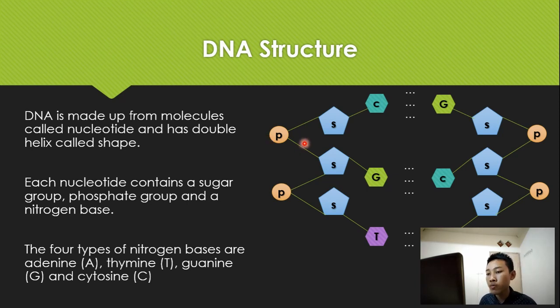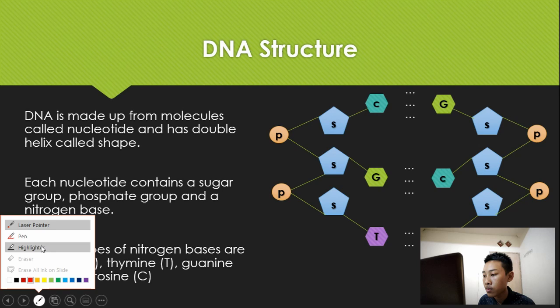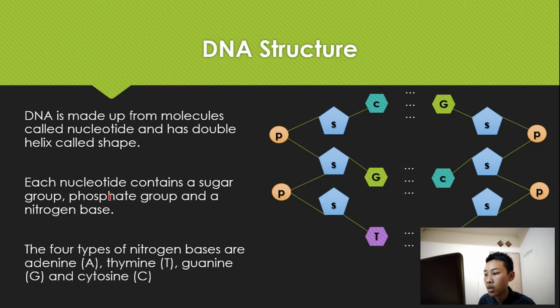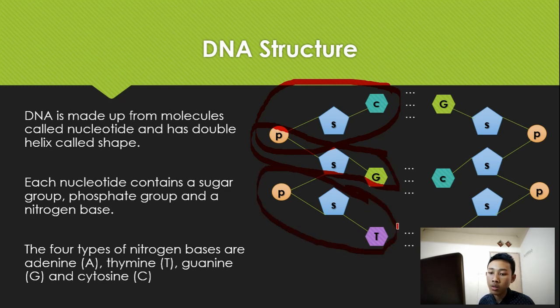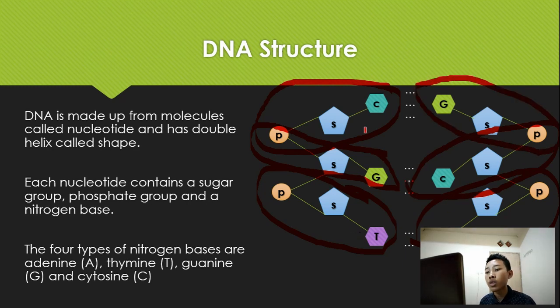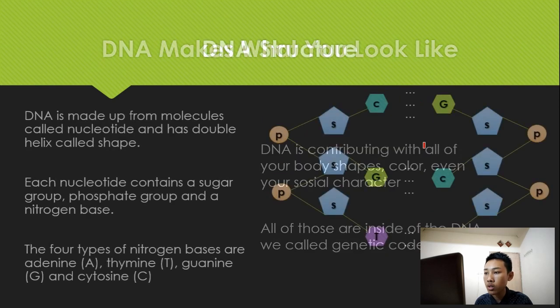In this picture, we can see DNA is made from nucleotides. This is a sugar group, nitrogen base, and phosphate. If we draw a circle here, what is inside the circle we can call one nucleotide. This is the other one, this one, this one, this one, and this one. We have 1, 2, 3, 4, 5, 6 nucleotides that form our DNA in this picture. Okay, going next.